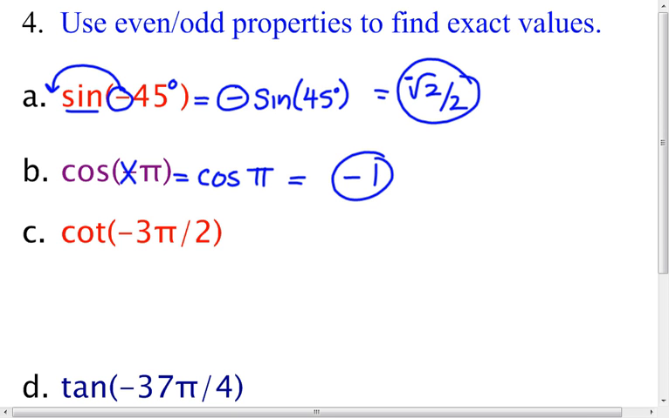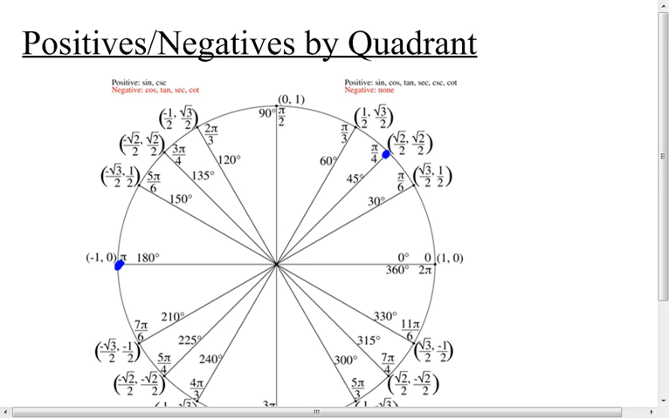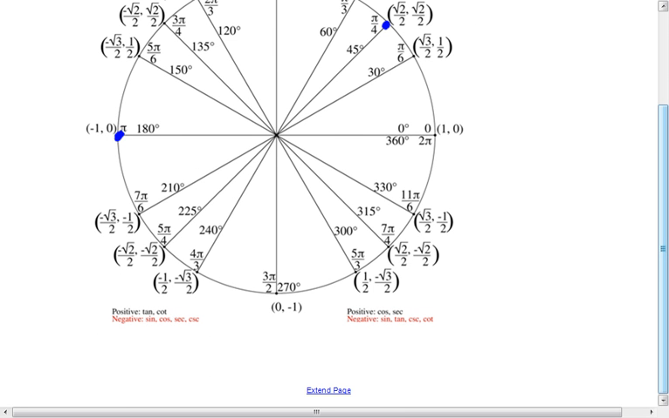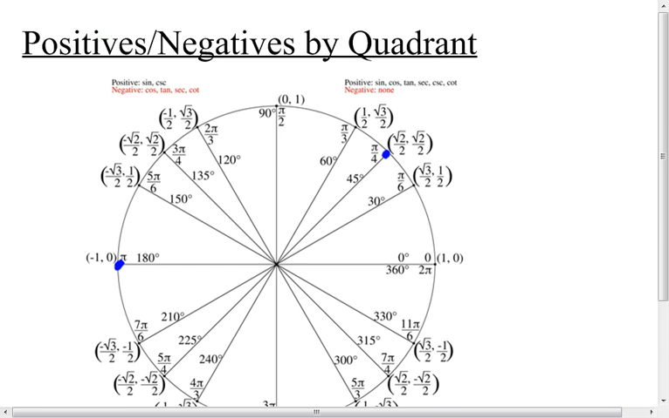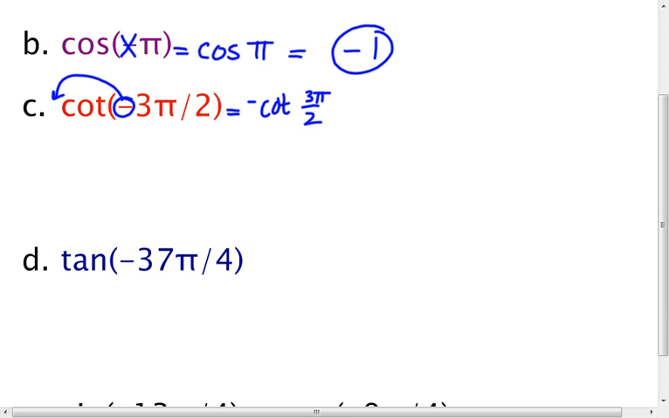In the next one, cotangent is an odd function, and again, odd functions, you'll take the negative and bring it out in front. So this becomes negative of cotangent 3 pi over 2. All right, so you're going to go to 3 pi over 2 down here. Cotangent is your x over your y, or your 0 over your negative 1, and so that just becomes 0. And negative of 0 is still 0.